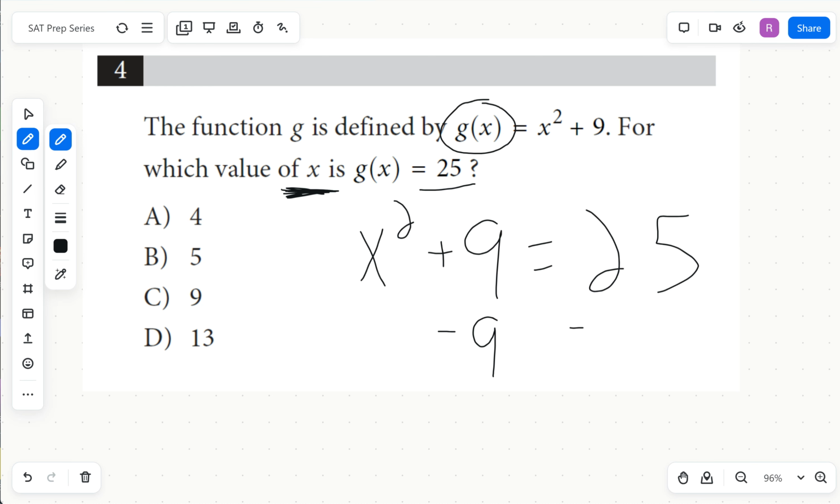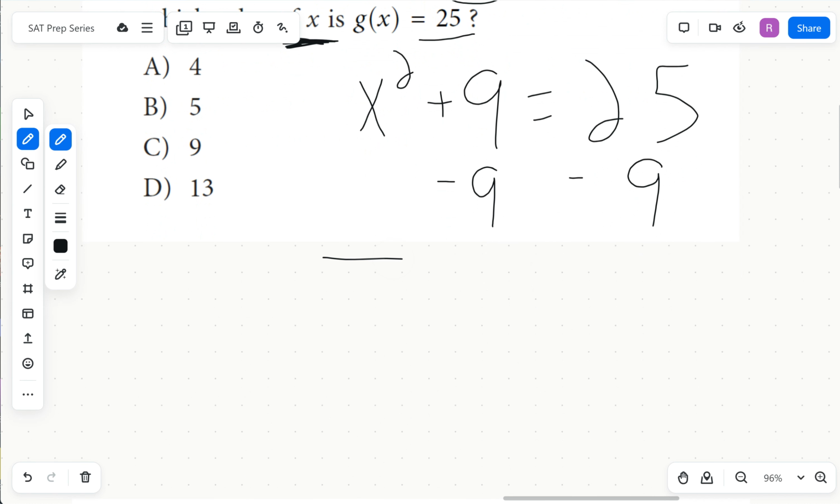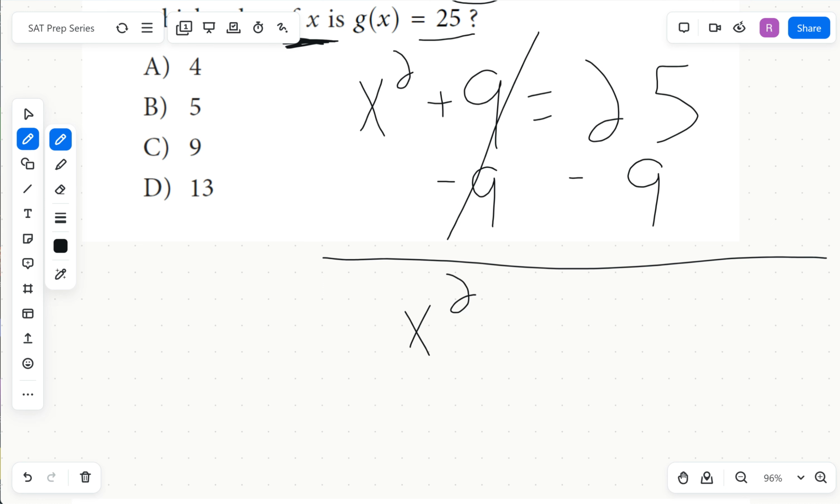We're going to use inverse operations to isolate x, starting by subtracting 9 on both sides, which will leave me with x squared equals 25 minus 9, which is 16. So now I'm left with x squared. That's not what I want.